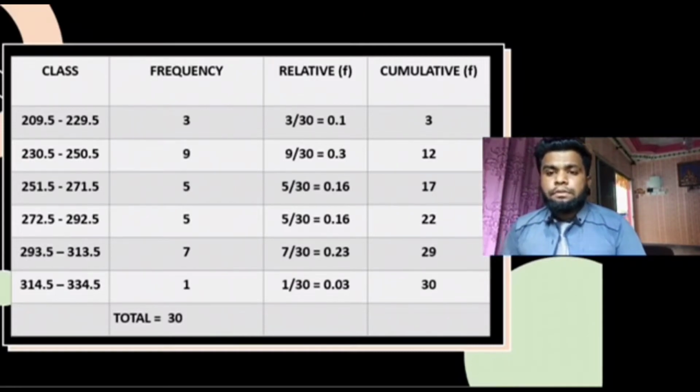To find the cumulative frequency, we need to add up the frequencies. For example, the first one is 3, followed by 3 plus 9 equals 12, then 12 plus 5 equals 17, and so on.